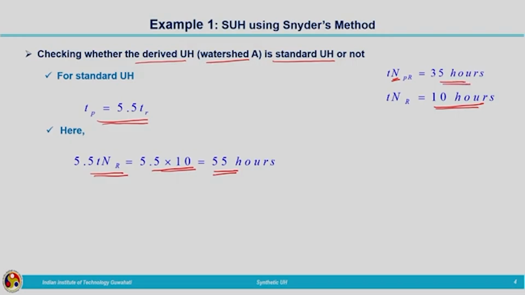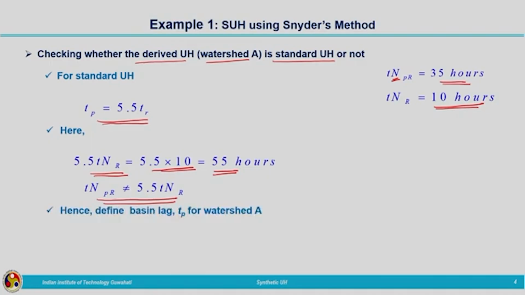So much of difference is there. So, from that we can understand that the derived unit hydrograph, or the known unit hydrograph, for the gauged catchment A is not a standard unit hydrograph. So, TPR is not equal to 5.5 TR. So, this is not a standard unit hydrograph. Then we have to go for redefining the basin lag.